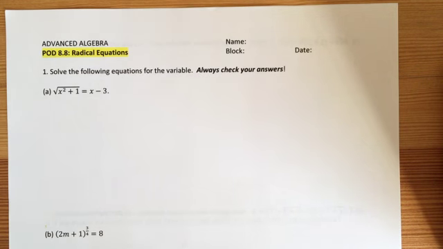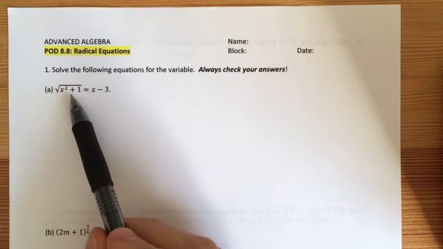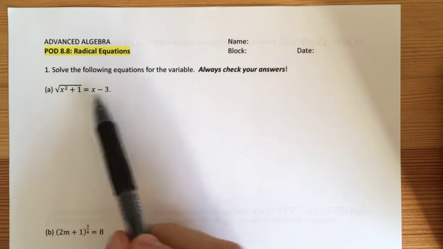Okay, so we're going to look at POD 8.8, radical equations. Solve the following equations for the variable and always check your answers, because with radicals we can always get some pretty interesting solutions, maybe some extraneous things. So a good thing to do is have your radical isolated, which it is.